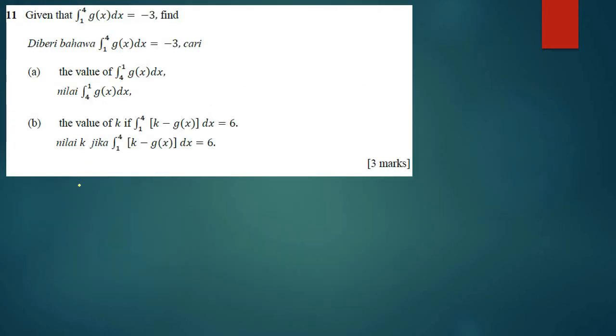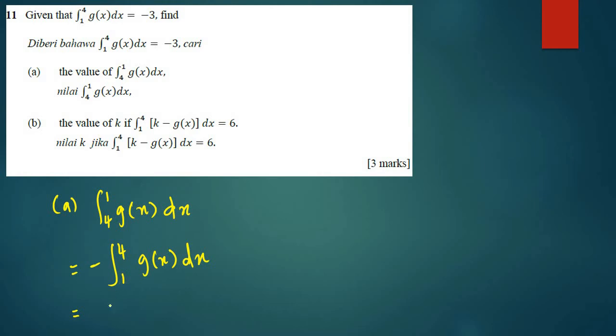Okay, let's look at question 11. Okay, this question is quite simple. When given the limit in a different direction, you need to negate the thing, meaning put a minus. The limit will change back to from 1 to 4. Okay, so we know that here is given negative 3. Answer is 3.